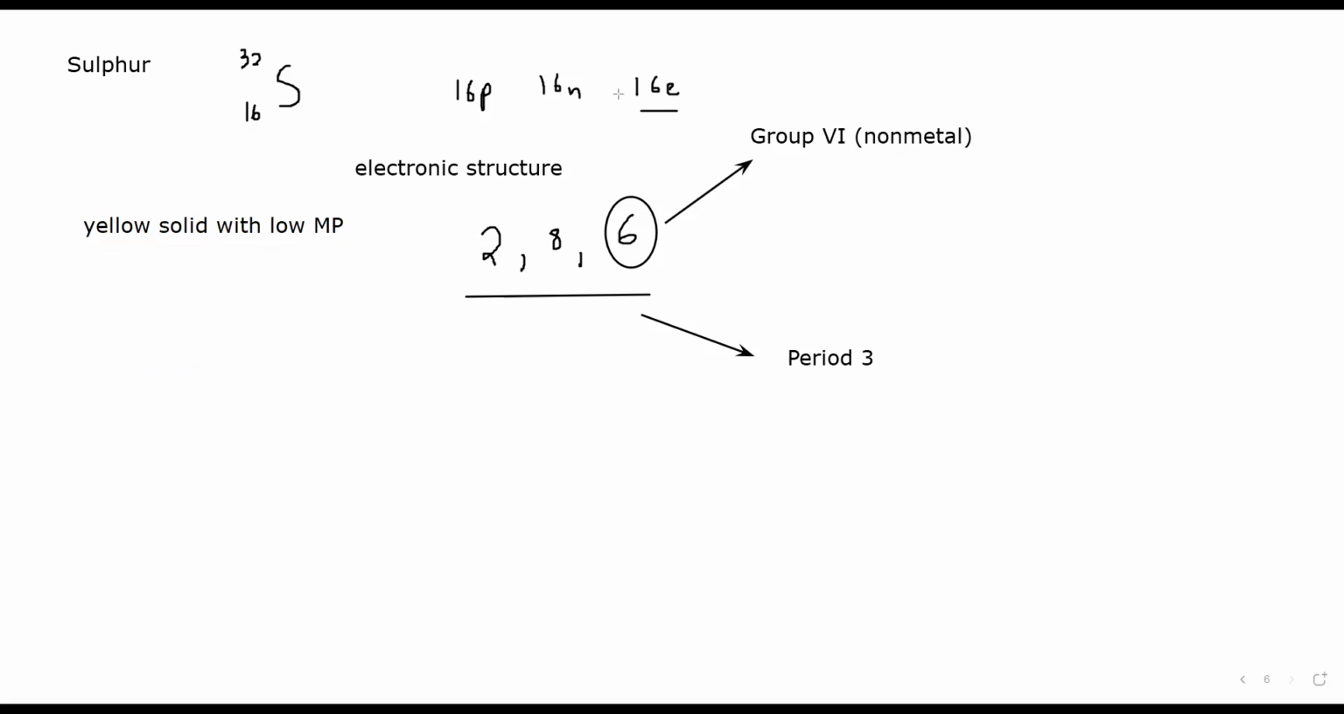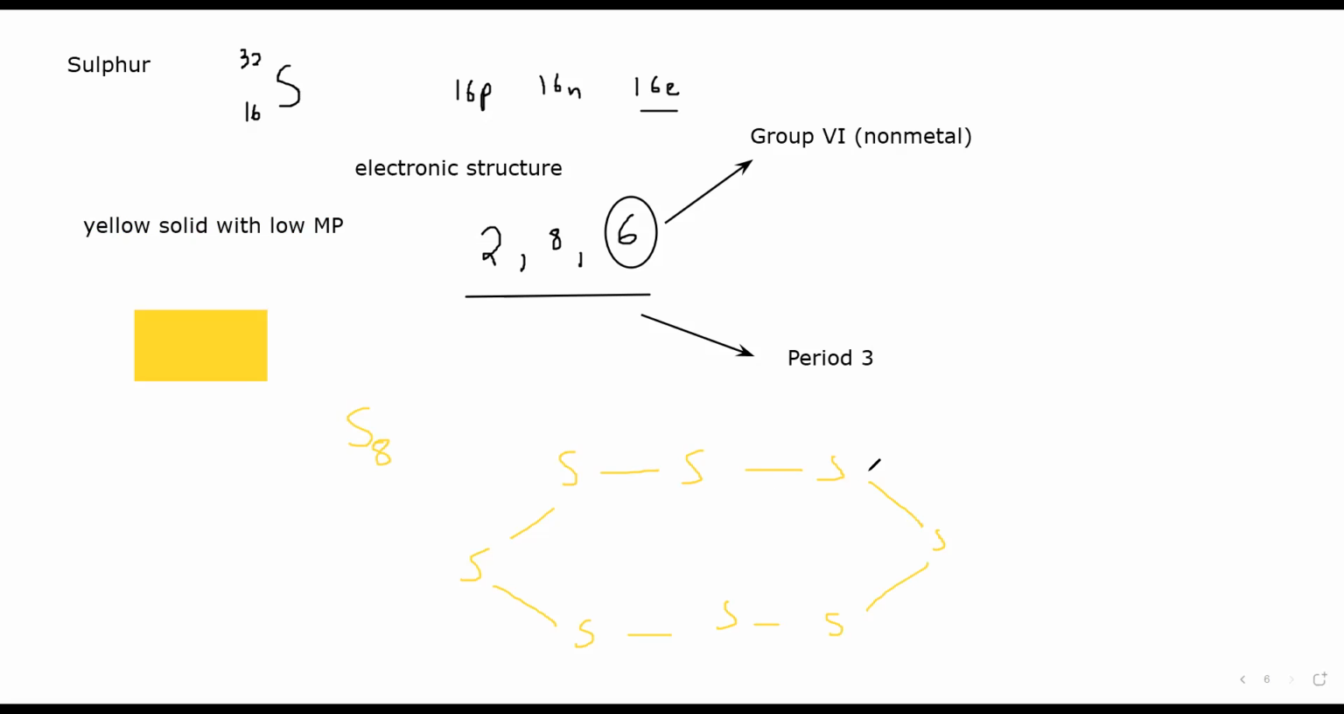and why, even though it's a non-metal, does it exist as a solid? The reason is that one molecule of sulfur is S8. For example, one molecule of sulfur contains 8 sulfur atoms. And how are they arranged? They are arranged in a ring shaped like a hexagon. Each sulfur is sharing 2 electrons.